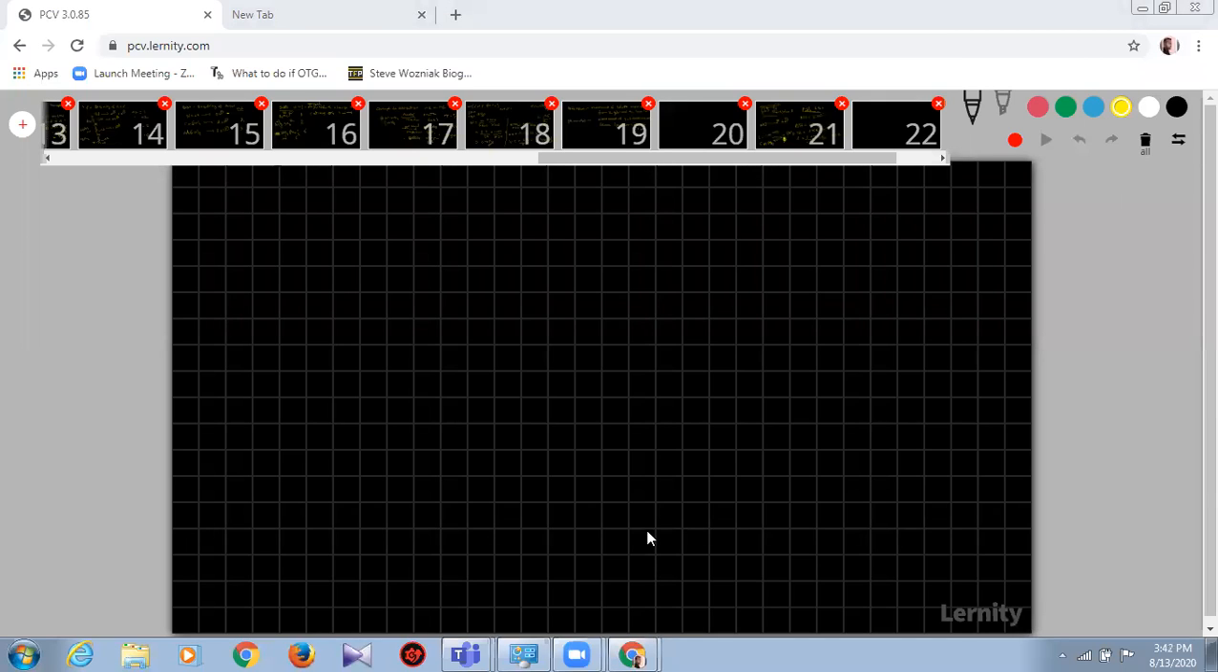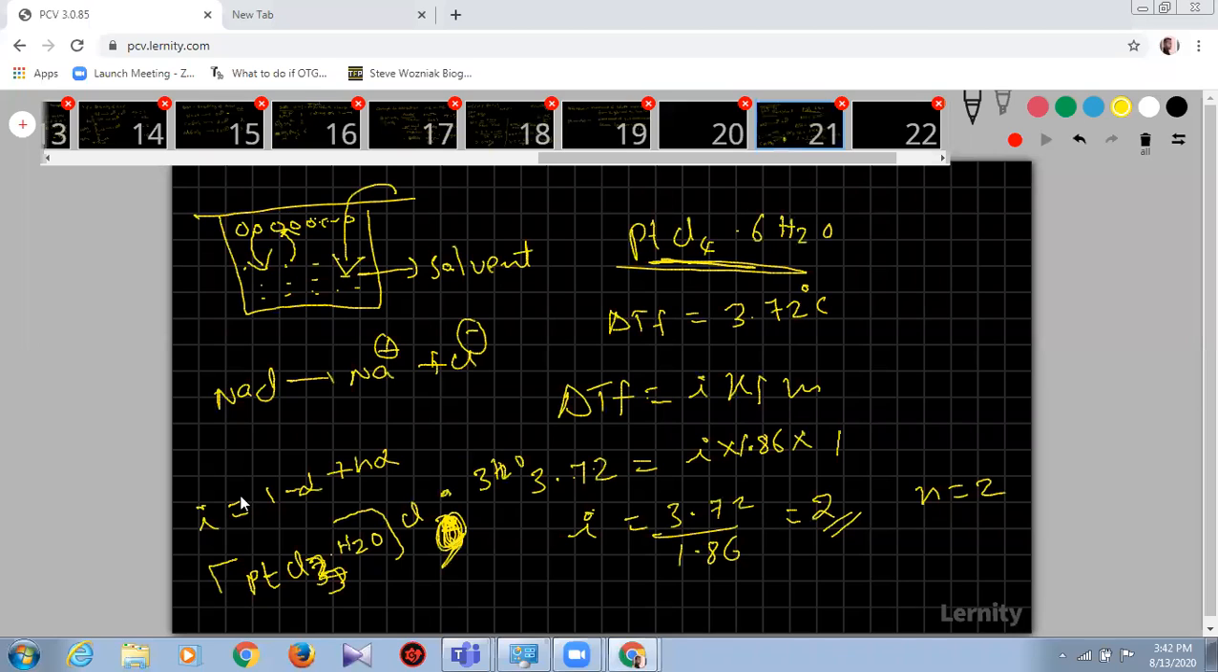Someone is asking me about something once again, the theory behind it. Which one? This one? Okay, I will tell you. Here, platinum tetrachloride.